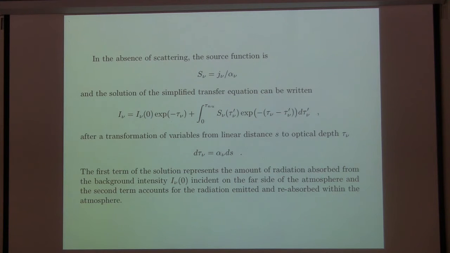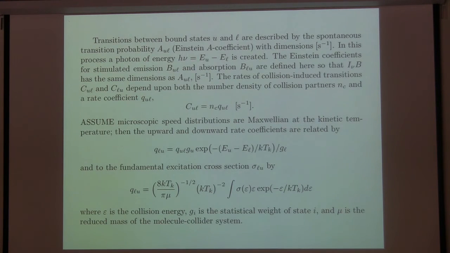And the source function is the emission coefficient divided by the absorption coefficient. For simple spectral lines, that has a very simple form. The source function can always be expressed, in the simplest case, as a Planck function at some temperature, the excitation temperature that characterizes the ratio of the populations of the upper and lower states of the transition.